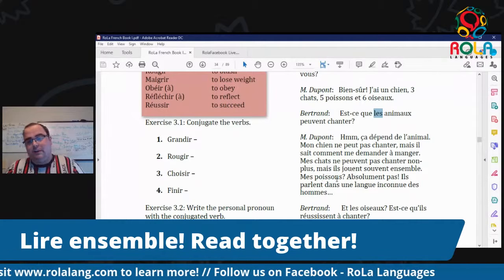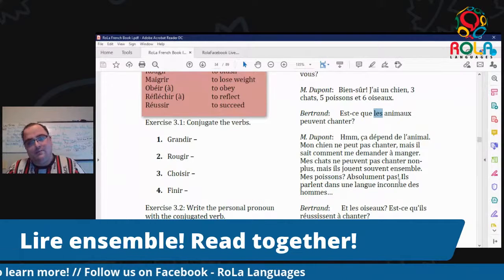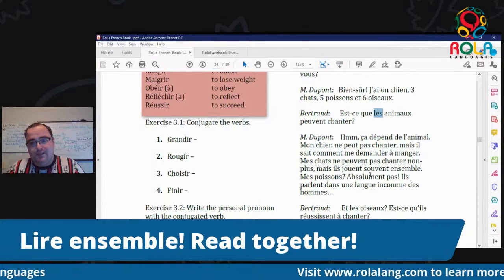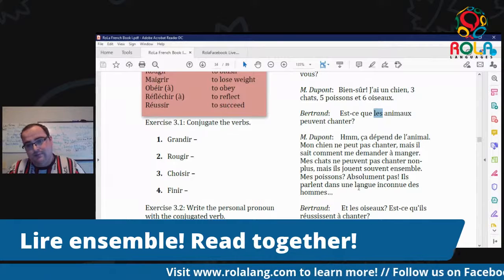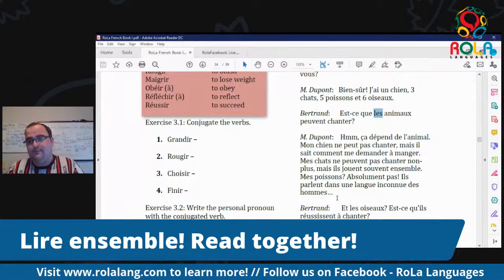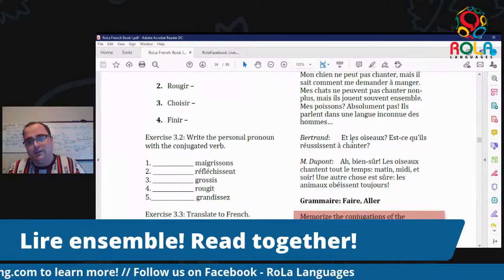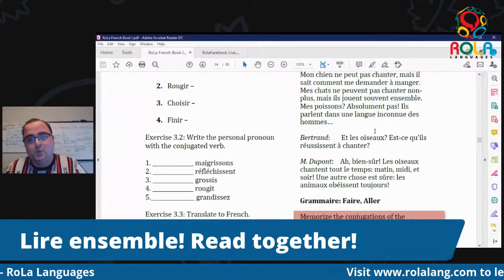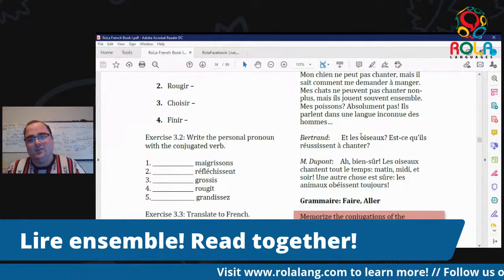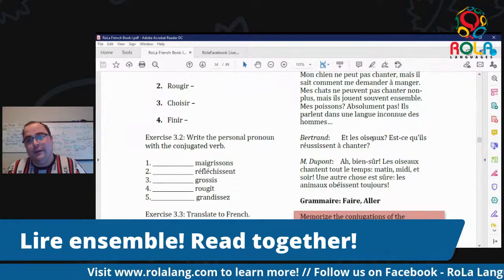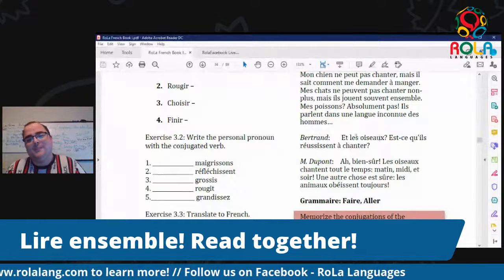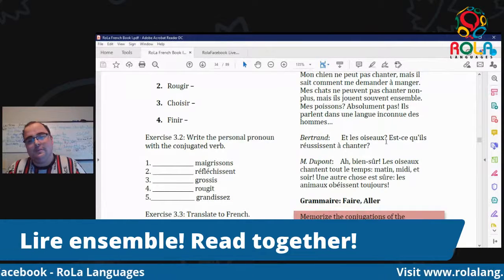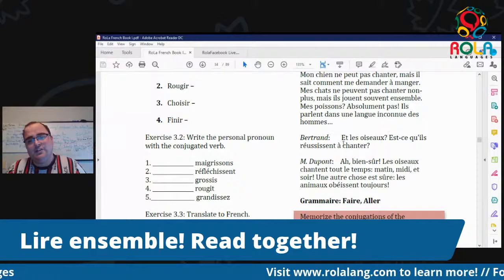Mes poissons, my fish, absolument pas. Absolutely not. Ils parlent dans une langue inconnue des hommes. They speak in a language that is unknown to man, basically. Très bien. Et les oiseaux. You should try saying this word five times fast. It's tricky to say. Oiseau, because it has O, I, A, E, U. So, et les oiseaux, est-ce qu'ils réussissent à chanter? And the birds, have they succeeded at singing?